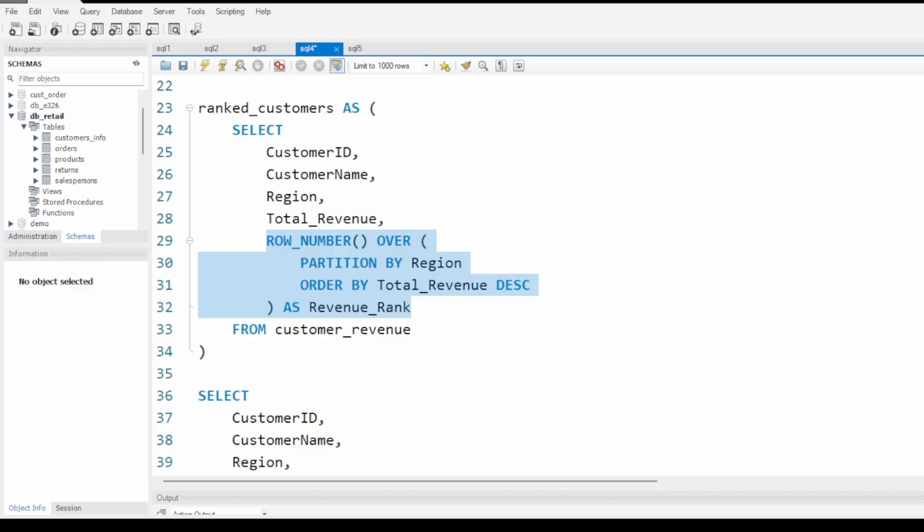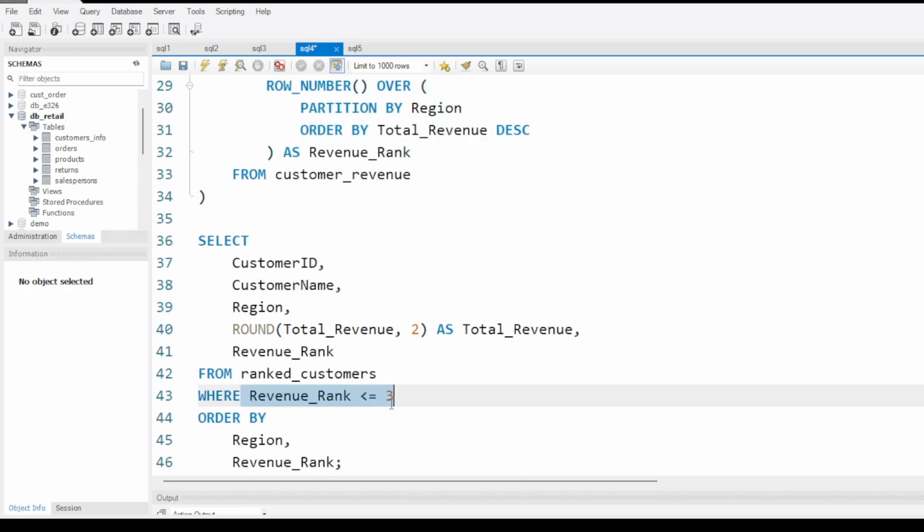Step 3. Finally, I select the customer details and filter the ranking using the where revenue rank less than or equal to 3. This means we only keep customers whose rank is 1, 2 or 3. And because the ranking was created separately for every region, we get the top 3 customers from each region. Finally, I'm ordering the result by region and rank. So the output is easy to read.